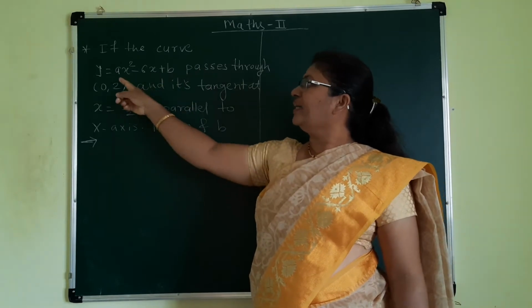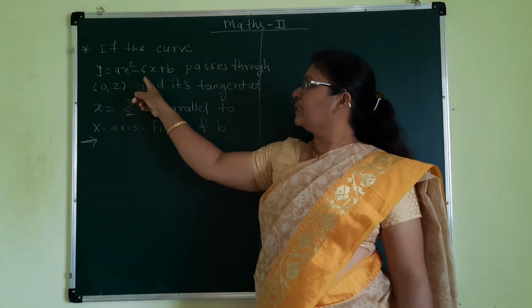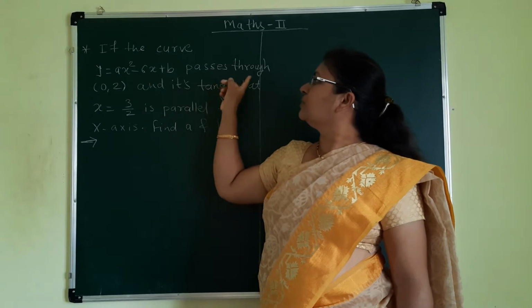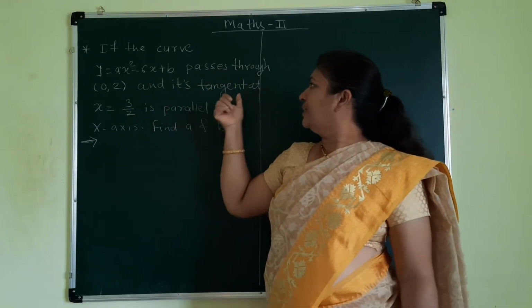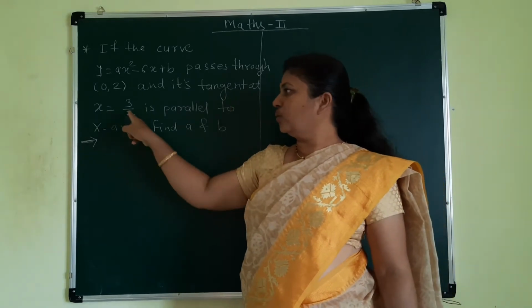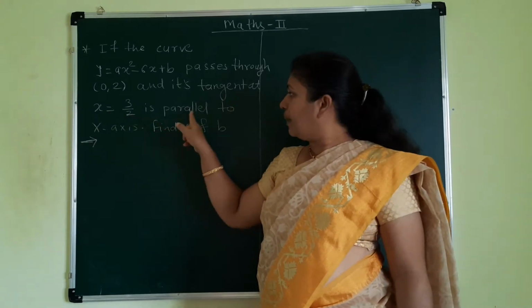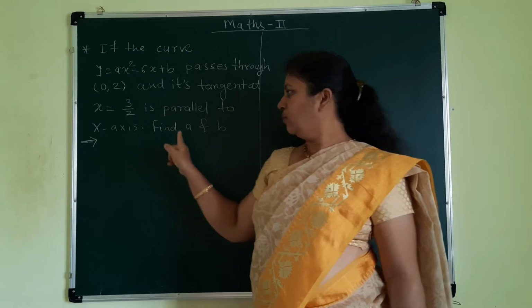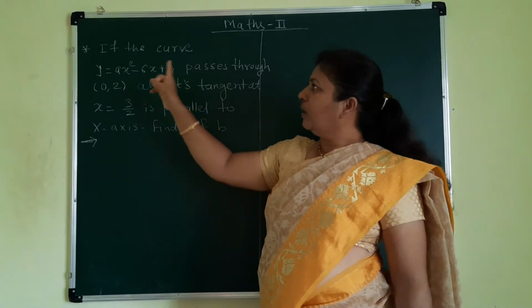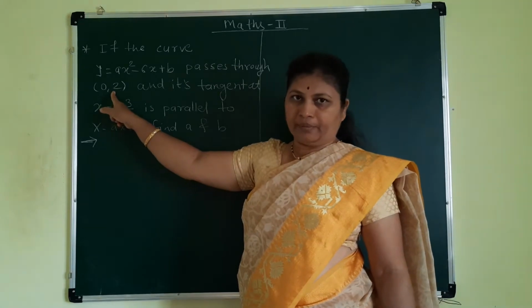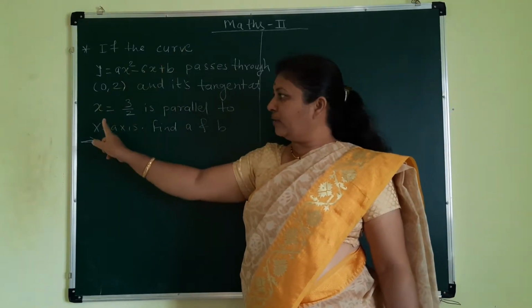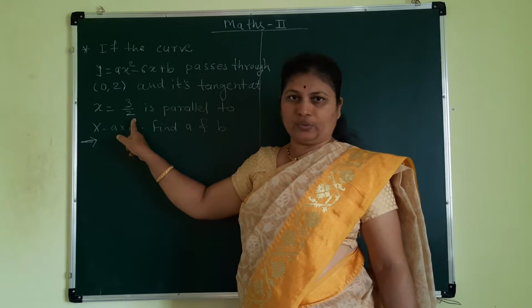If the curve y is equal to ax square minus 6x plus b passes through the point 0, 2 and its tangent at x is equal to 3 by 2 is parallel to the x-axis, find the values of a and b. This curve passes through this point. This is not the point of contact, remember. For the point of contact, the x coordinate is given as 3 by 2.